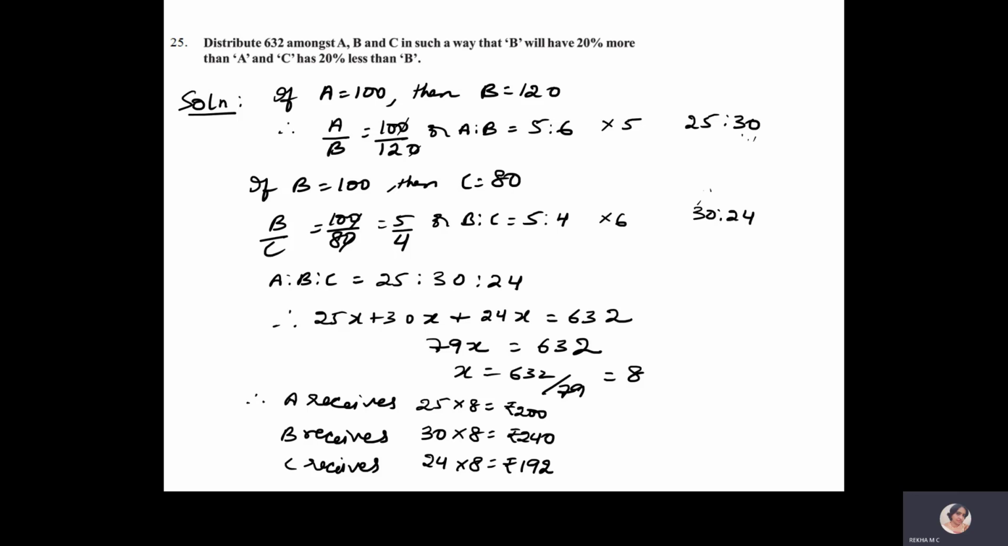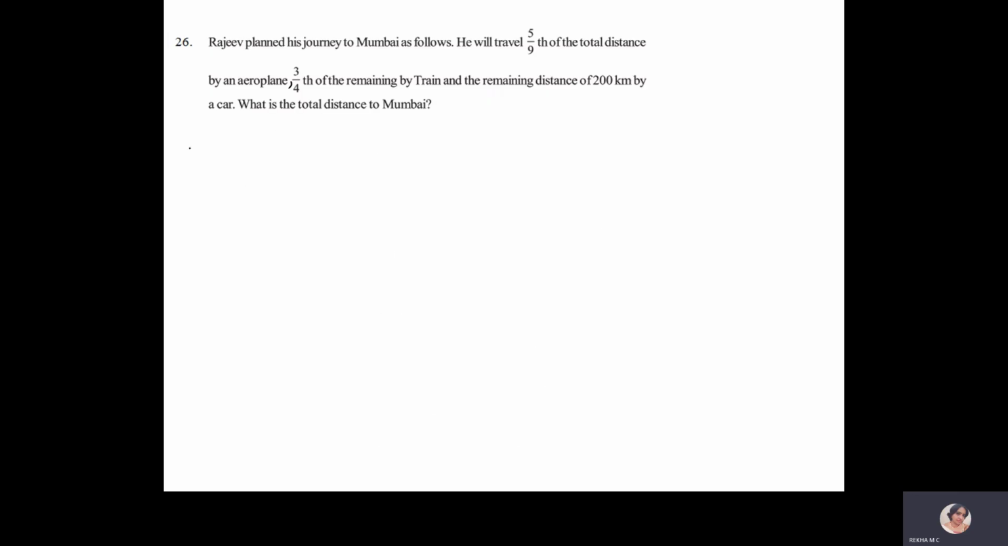Next question. Rajiv planned his journey to Mumbai as follows. He will travel 5/9 of the total distance by an aeroplane, 3/4 of the remaining by train, and the remaining distance of 200 km by a car. What is the total distance to Mumbai?